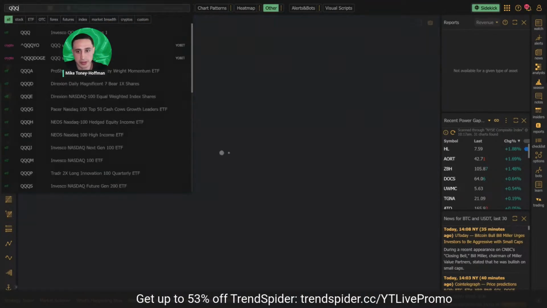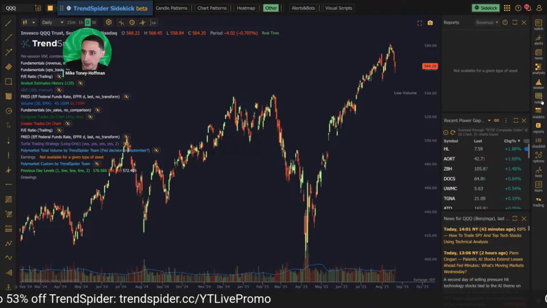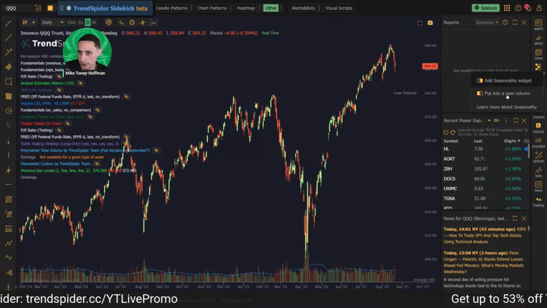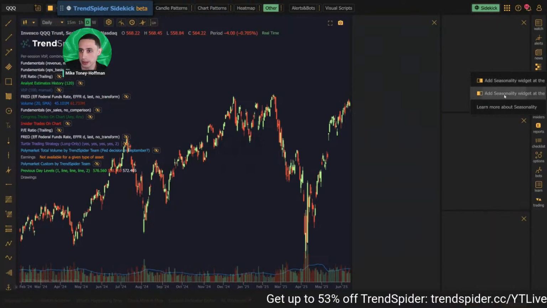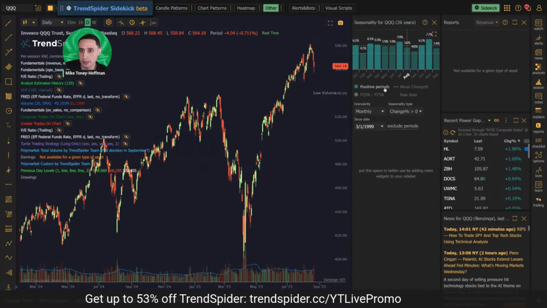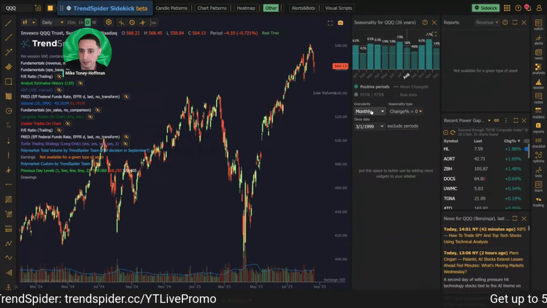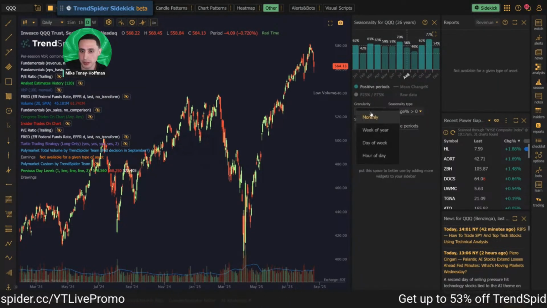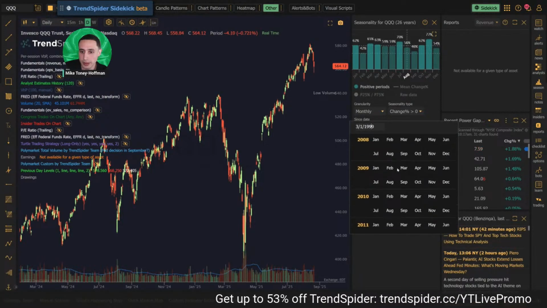Something also, you guys, that I found very interesting: if we add our seasonality to our chart here, specifically on QQQ, is a really good one. I'll just go ahead and put this into a new column. Yeah, we have pretty bad seasonality coming up. Let me see, for 26 years, we're going to do monthly. Thought it was worse than this.